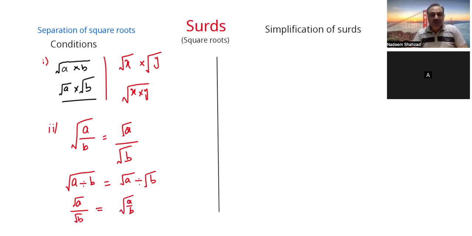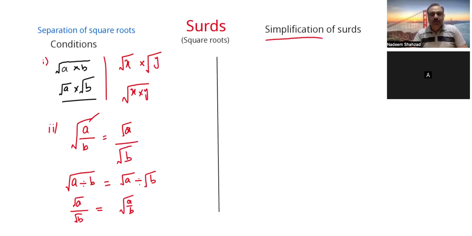And what are these two conditions? When terms are going to be multiplied, we can separate their square roots, and when terms are going to be divided, in this condition too we can separate their square roots or combine their square roots. If you have any problem in these aspects, you can discuss. All the things are clear? Okay.